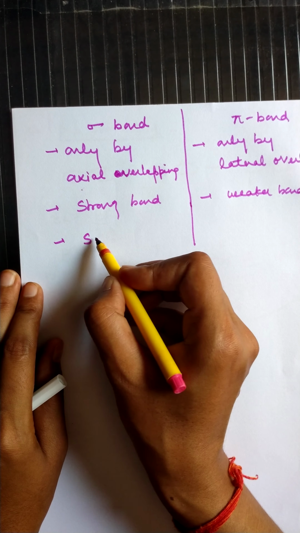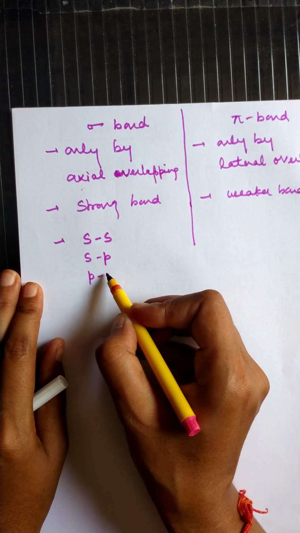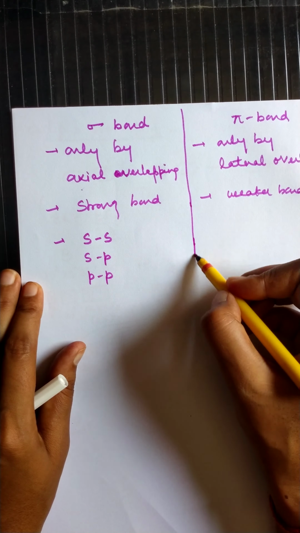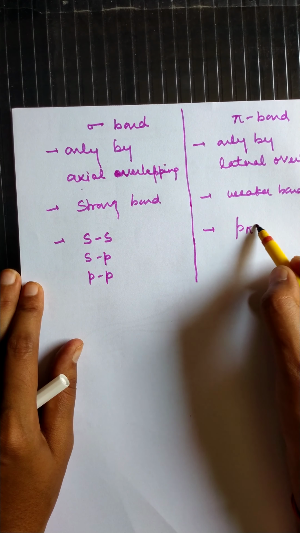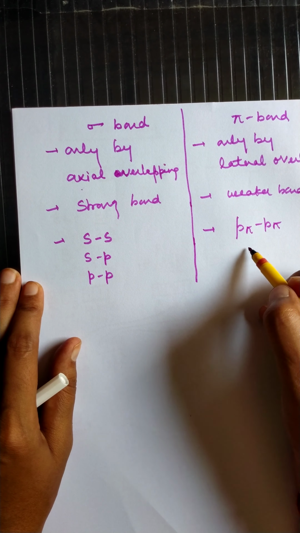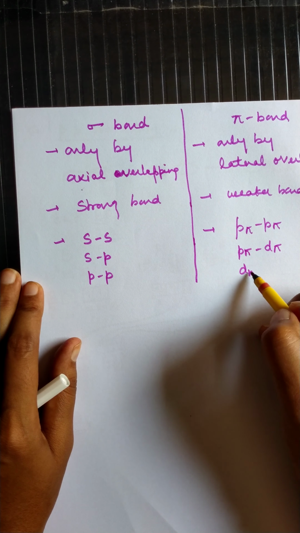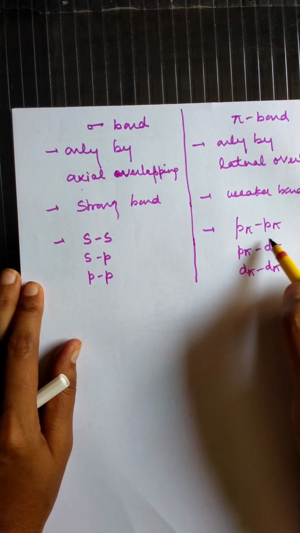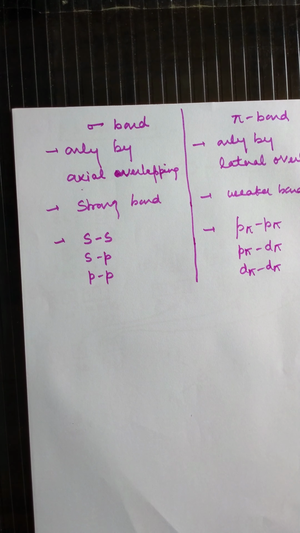Sigma bond is formed by s-s orbital overlapping, s-p orbital overlapping, p-p orbital overlapping. But the pi bond is formed by p pi-p pi overlapping. It is formed by p pi-d pi overlapping, d pi-d pi overlapping. I am just writing over p pi, d pi and d pi. These overlappings we will study later in the next class. So it is formed by this overlapping.